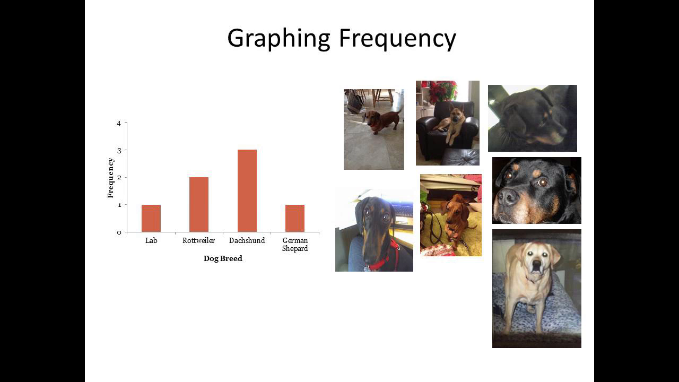You can also pretty easily present this data in a bar graph. The categories go on the x-axis, and the frequencies go up the y-axis. So every bar in the bar graph goes up to the number that corresponds to the number of times each one shows up in the data. Bar graphs are really good when you want to show really clear comparisons, like I've had many more Dachshunds than German Shepherds, for example.